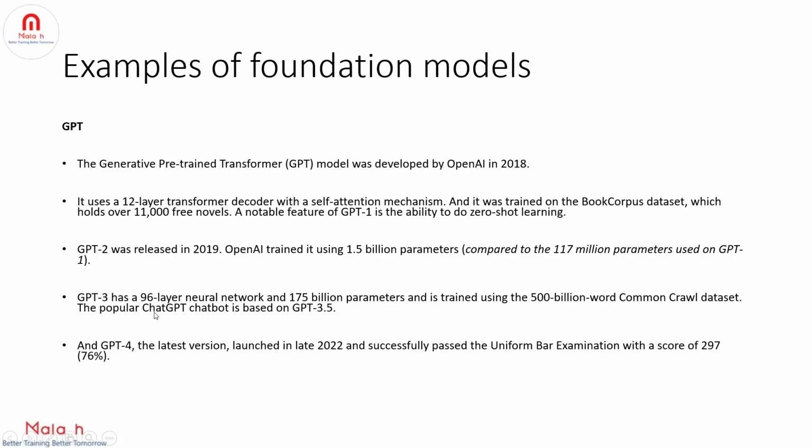And GPT-3 has a 96 layer neural network and 175 billion parameters and is trained using 500 billion word Common Crawl dataset. And the popular ChatGPT chatbot is based on GPT 3.5. And GPT-4, this is the latest version, launched in late 2022 and successfully passed the Uniform Bar Examination with a score of 297, right? That is 76%. Okay, so that's about GPT.